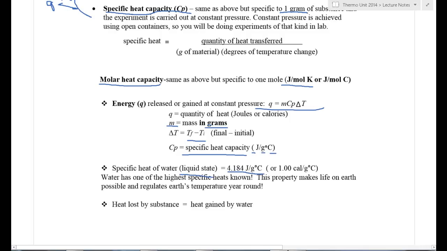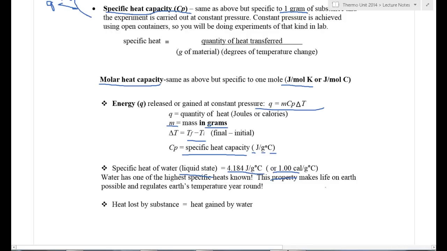Okay. Now, this is also known as 1 calorie per gram degree C, because in fact 1 calorie is 4.184 joules. Okay, and calories used to be the standard unit for talking about energy. Now we use the joule.